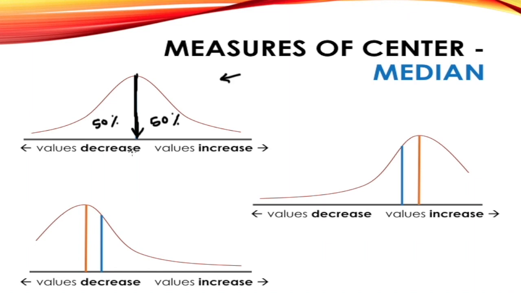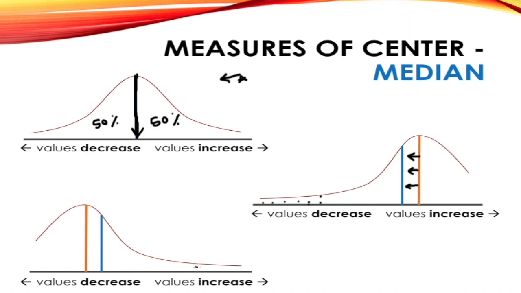If you have a non-symmetrical shape, such as this one or this one, what we have is values on the left-hand side. Because we have values on the left-hand side, we call this left skewed, and it pulls your median from the center, where it would have been had it been a normal distribution like this one, and it pulls it to those values on the left.